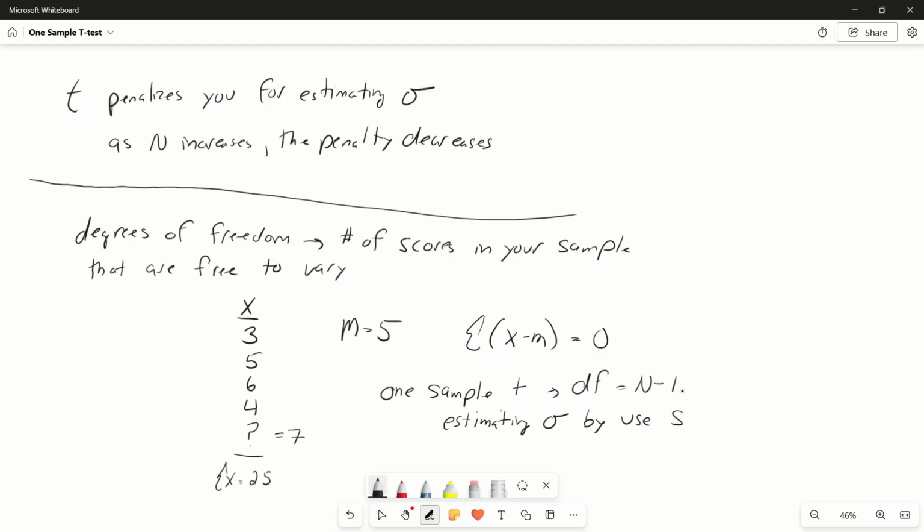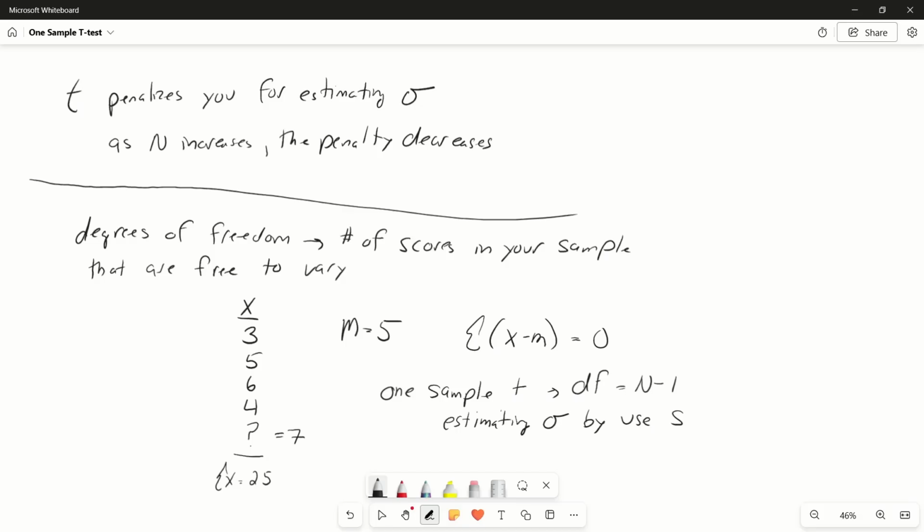If I have two samples, like in the independent groups t-test, it's going to be n minus 2 because we're estimating both sample standard deviations. But for the one sample test, it's going to be n minus 1. Those are our degrees of freedom. And this is important because this changes the curve. As the sample size gets bigger, the degrees of freedom gets bigger, and the curve becomes less flat and more peaked like the normal distribution. So for every different sample size, we're going to have a different t distribution.